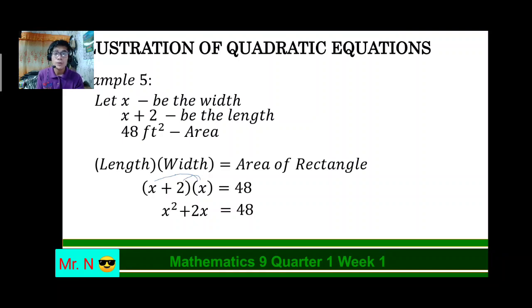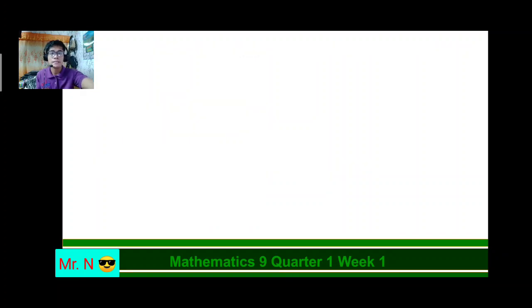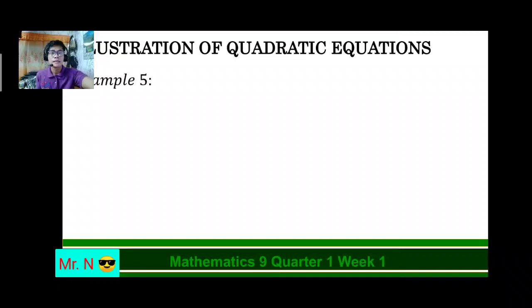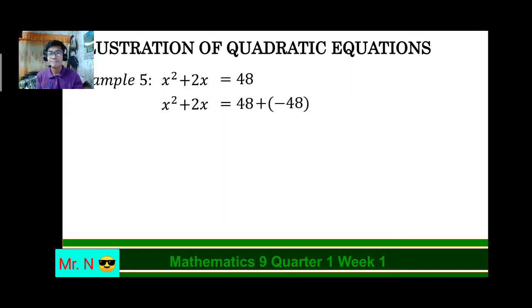We're going to add the opposite of 48. So, what is the opposite of 48? Negative 48. So, we should add negative 48 on the right side. And since you added negative 48 on the right, you should add it also on the left by the addition property of equality. So negative 48. And now let's simplify by combining like terms.